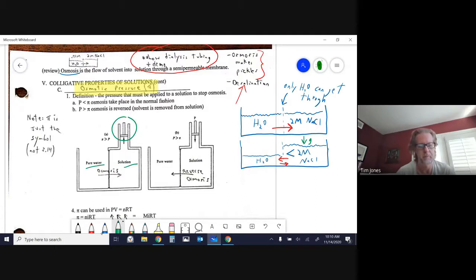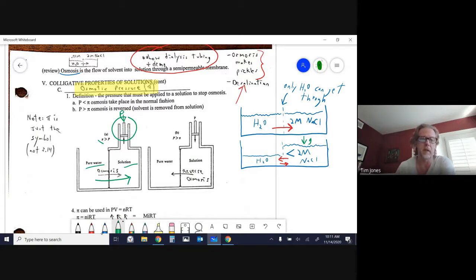If the osmotic pressure, pi, is greater than what we're pushing down on, so let's just say there's a pressure of our hand pushing down on this. If the osmotic pressure is higher, then water will continue to move over from the pure to the solution, and that would be called osmosis. And the piston would, of course, get pushed up, showing an increase in the volume on the right side.